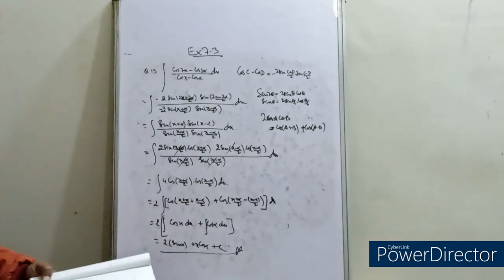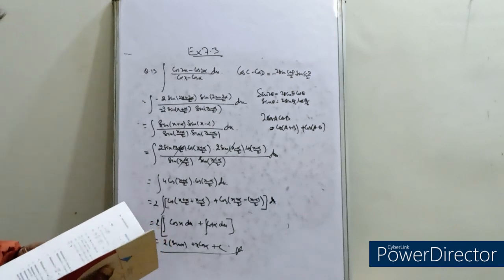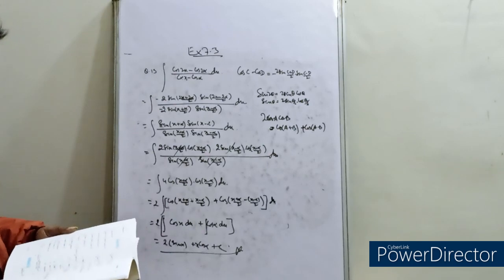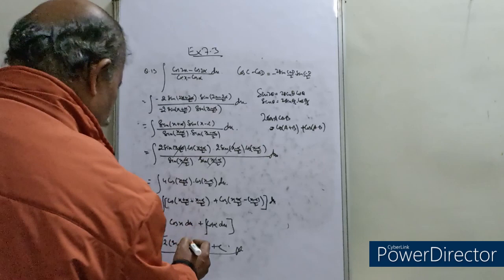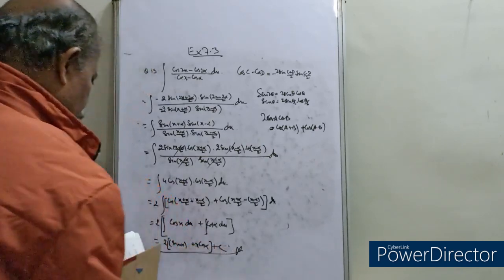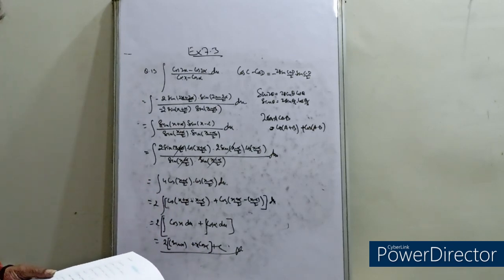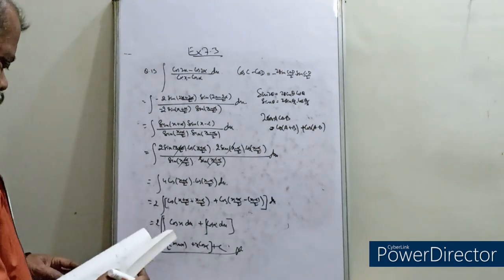Let me check the answer, exercise 7.3 question number 13. Yes, here 2 also, so you can take this as a bracket common. So question number 13 answer is 2 sin x plus x cos alpha plus c. So question number 13 is over.